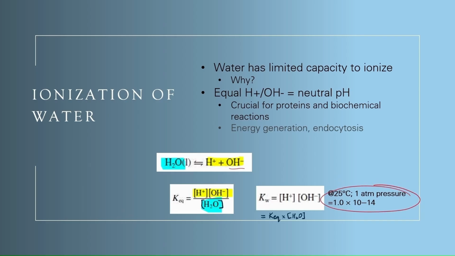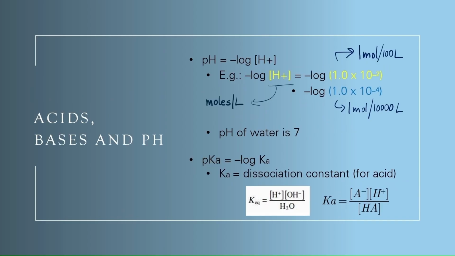Moving on. We have acids, bases, and pH. So what is pH? What is pKa? They basically give you an idea of acidity. Alright? So pH, what do we know about pH? The lower the pH is, the more acidic something is. How do we know how acidic something is?